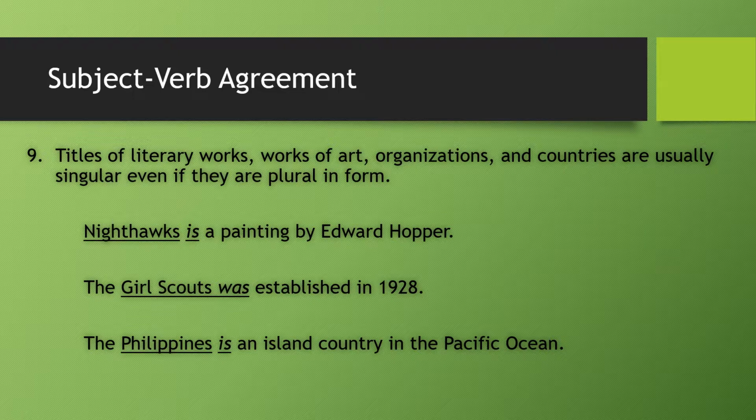The Philippines is an island country in the Pacific Ocean. Now, the Philippines is singular, even though it's made up of several islands. The country, the Philippines, is an island country in the Pacific Ocean. So, titles of literary works, works of art, organizations, and countries are usually singular, even though they appear to be plural in form.